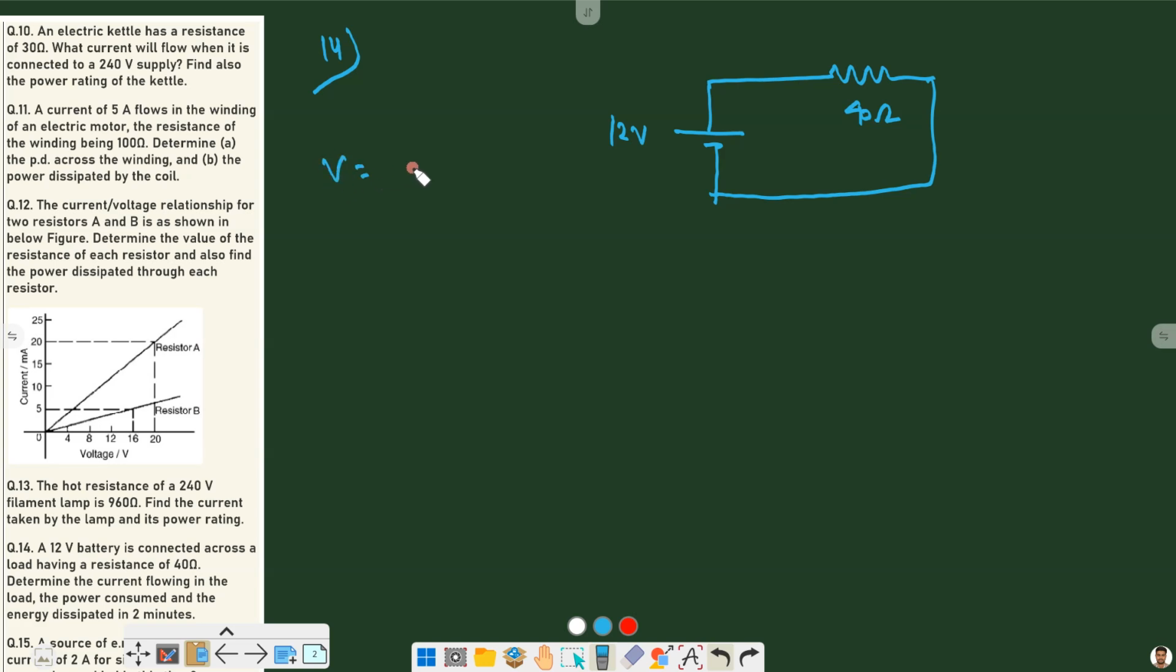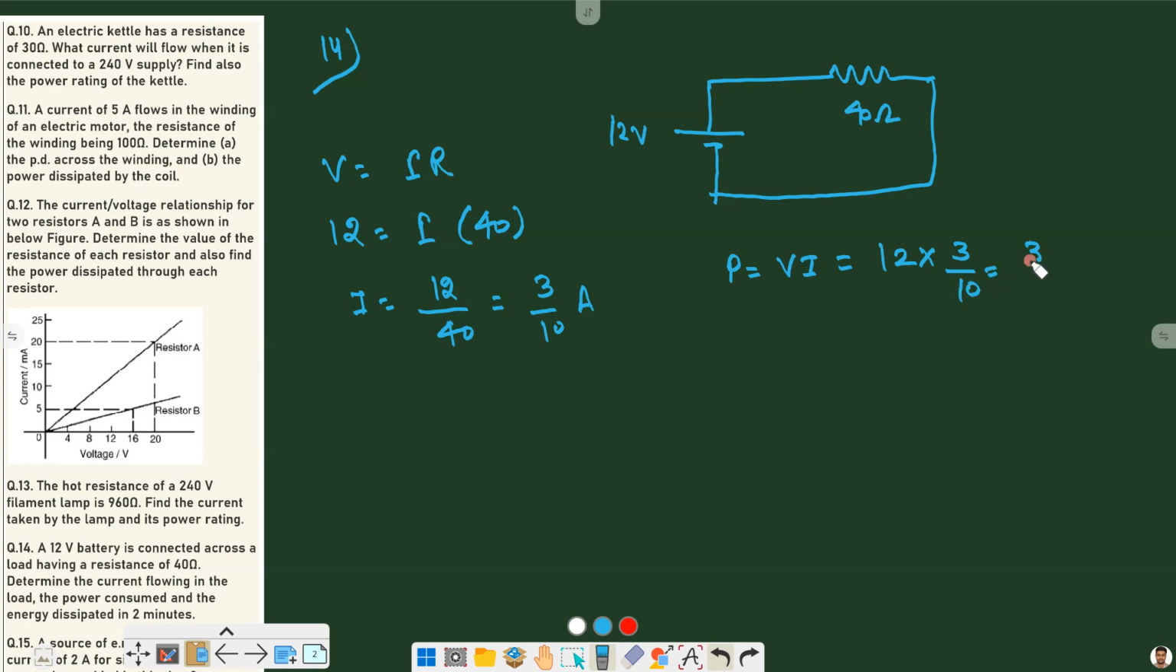So V is equal to IR. Potential across this resistance is 12 volt. I we don't know, R we know 40. So I is 12 by 40 or 3 by 10 ampere. Now what is power for this resistance? That will be VI. Voltage across it is 12 volt and current is 3 by 10, so 36 by 10 watts.